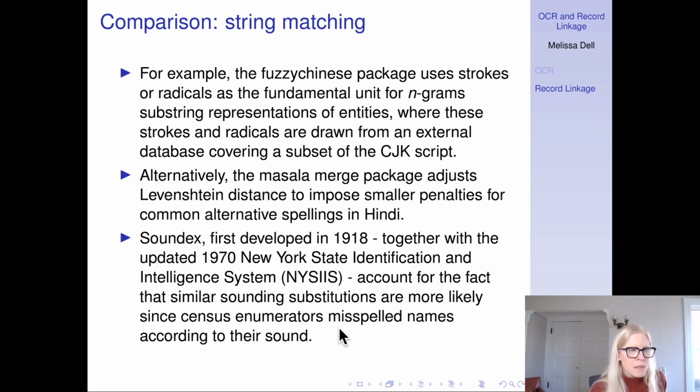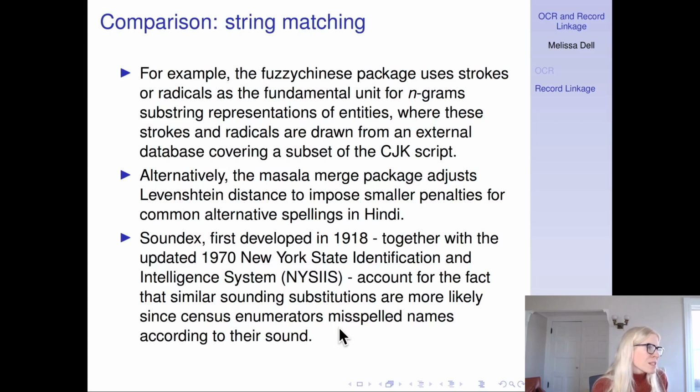Another example, there's a package called Masala Merge that adjusts Levenshtein distance to impose smaller penalties for common alternative spellings in Hindi. Most famously, there's Soundex and the New York State Identification and Intelligence System, and they account for the fact that similar sounding substitutions are more likely in the U.S. Census and in other U.S. records, since census enumerators misspell names according to their sound. So, in Soundex, J-O-H-N and J-O-N, making that O-H substitution would be very cheap because misspelling John as Jon is a likely error. And this is really fundamental to matching in U.S. Census data. So it's using whether or not these substitutions sound similar.